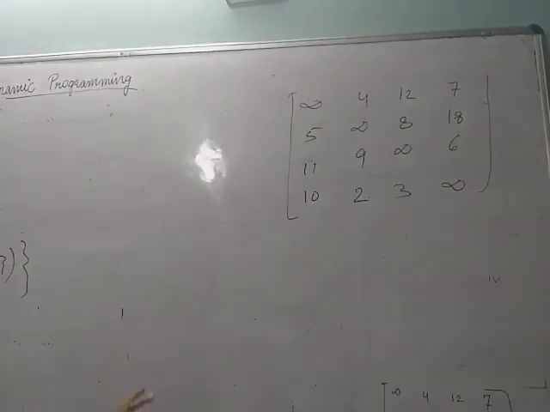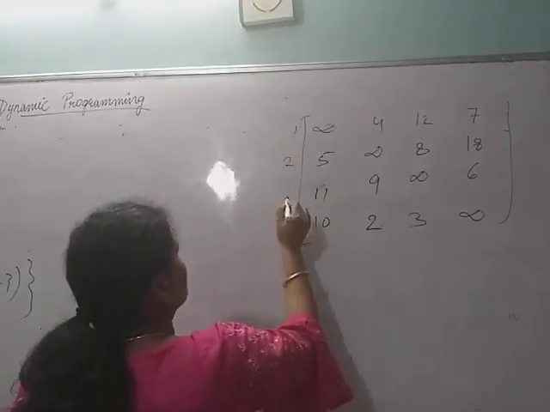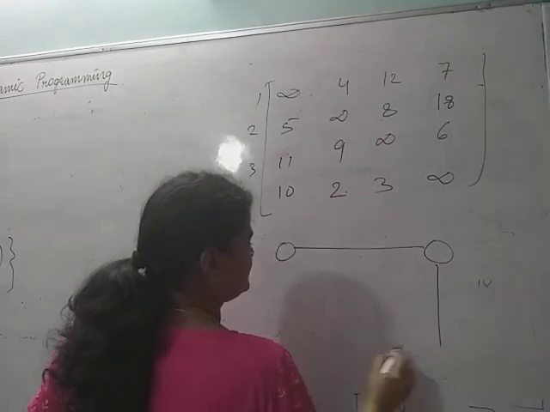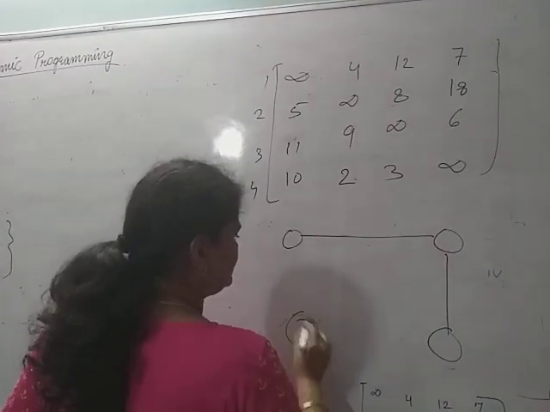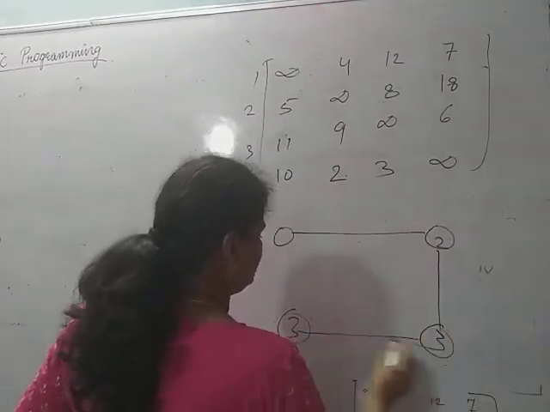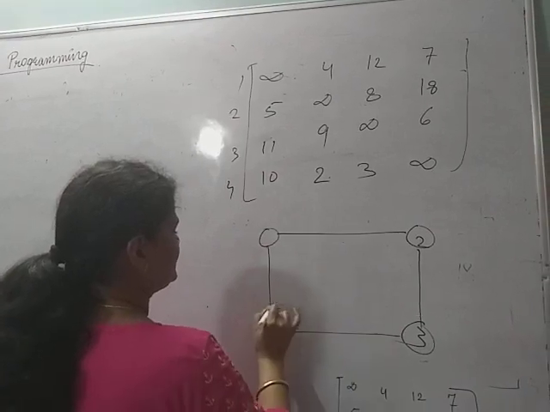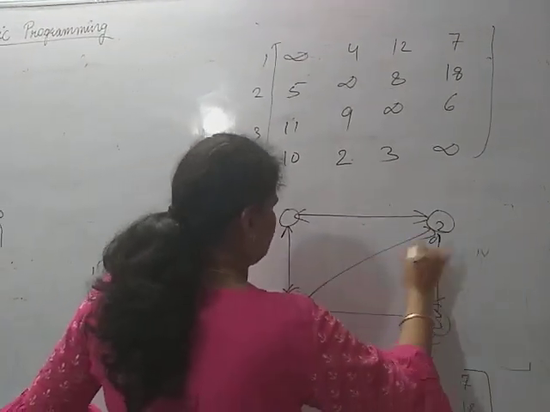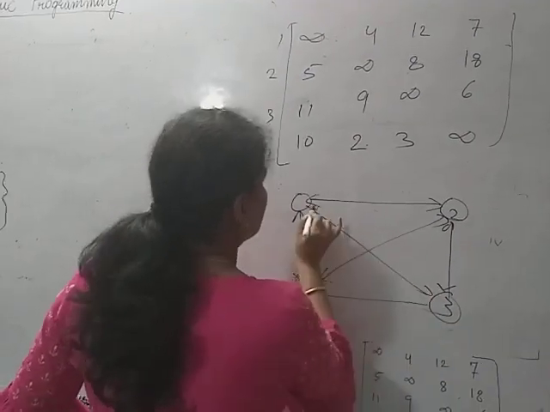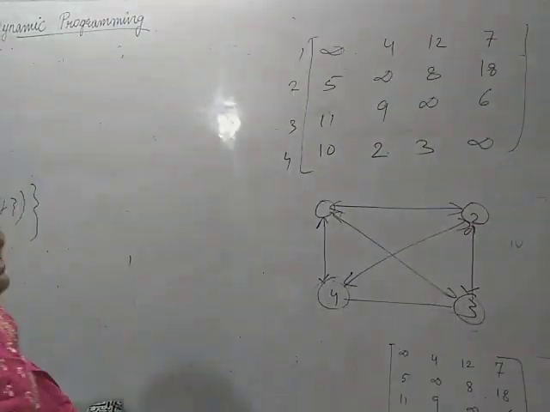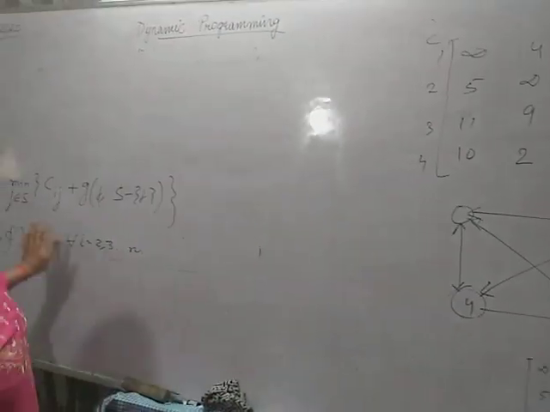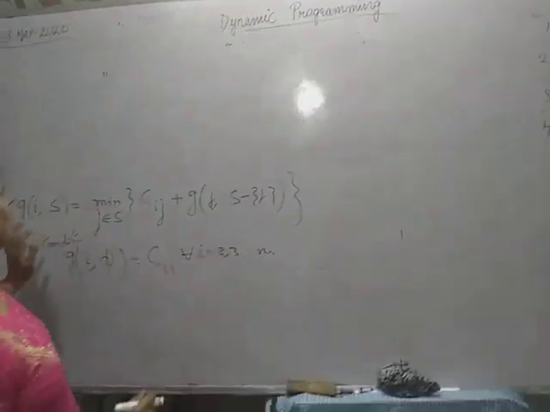This is our graph. There are 4 vertices, 1, 2, 3, 4, and I have considered the complete graph. This is the directed graph in this way, and the corresponding cost adjacency matrix C is given here. Now using this recurrence relation we solve the problem.